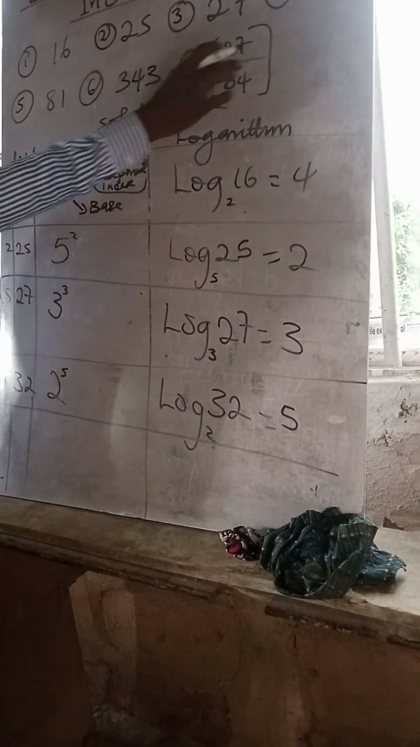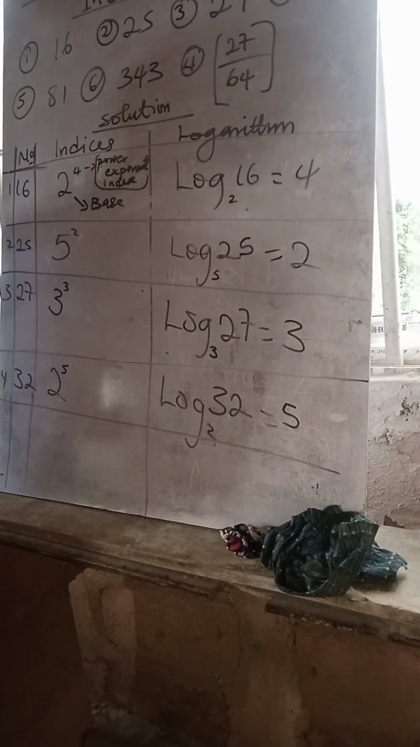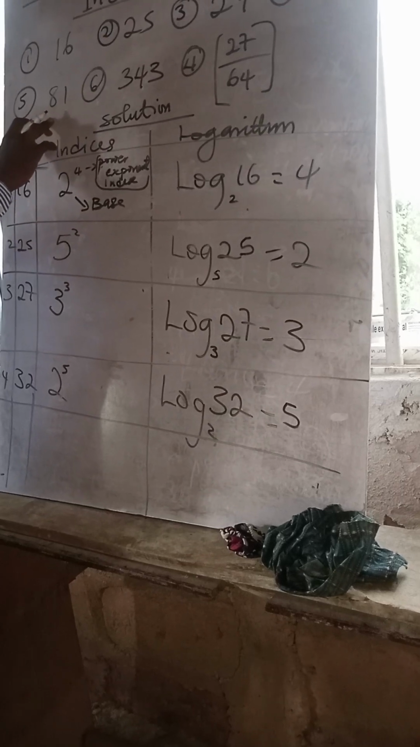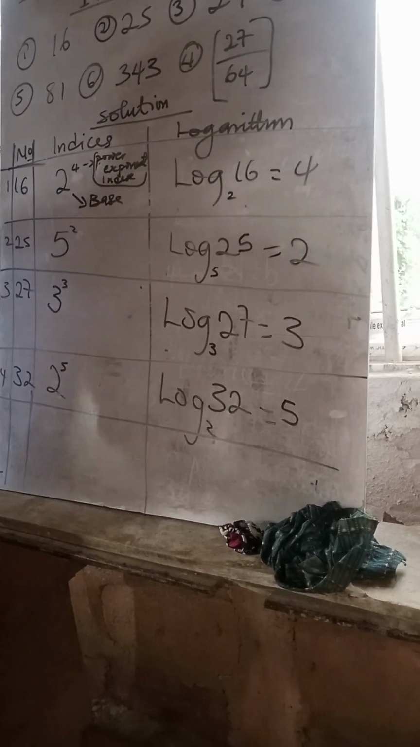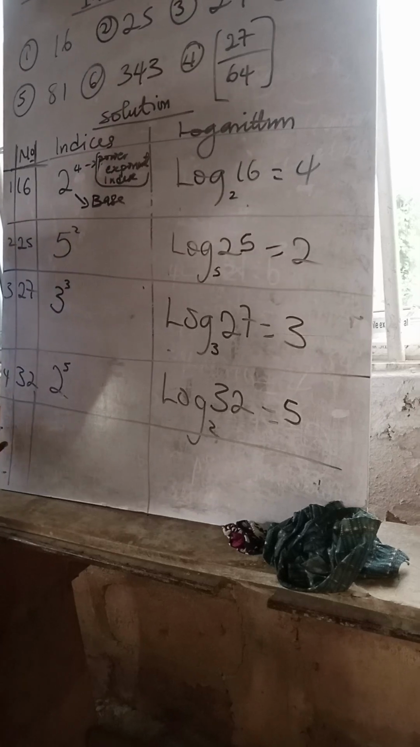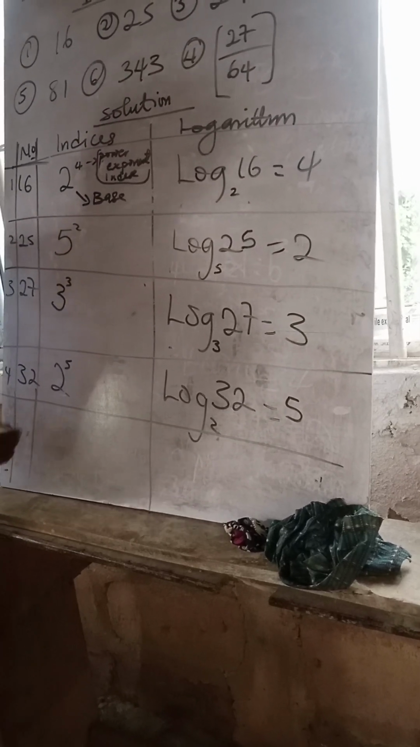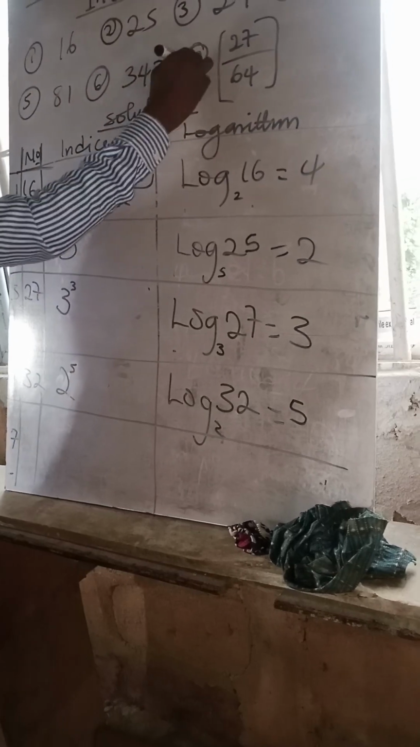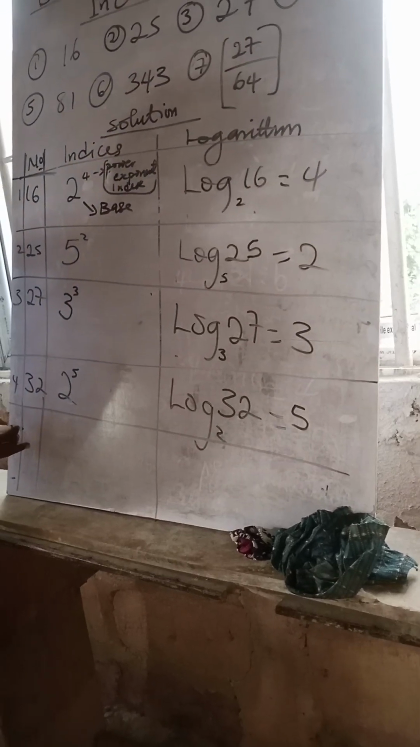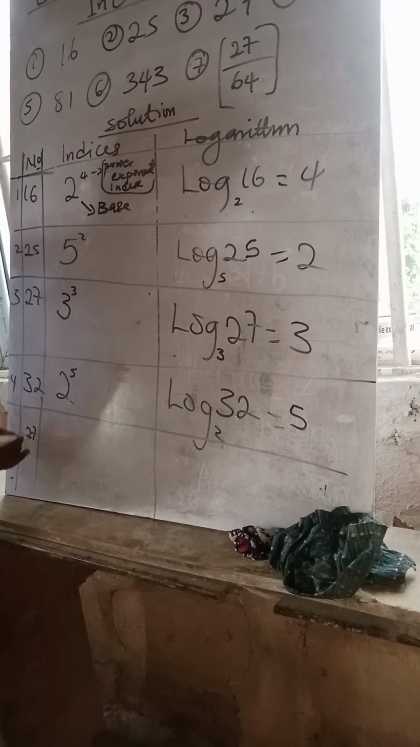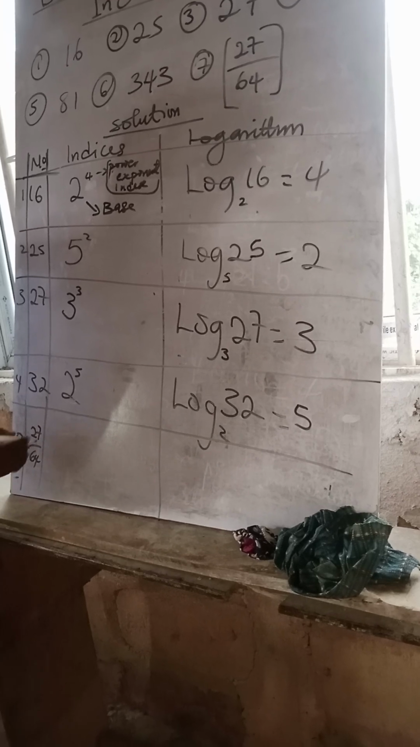I'm going to touch this. Why you are going to do this too as your classwork: find log 81 and log 343. Let me do this quickly. That's number 7 rather. Number 7, which is what? 27 over 64.